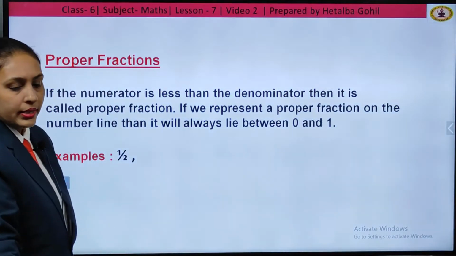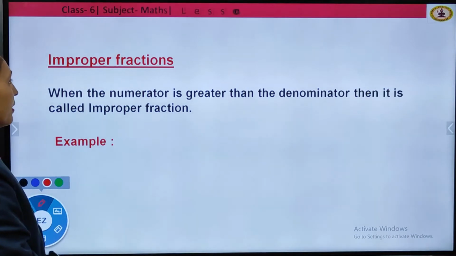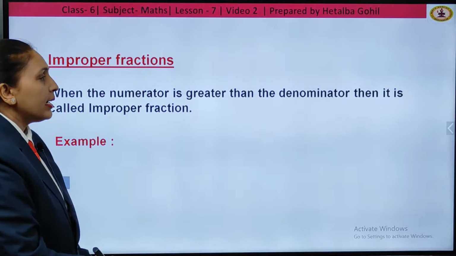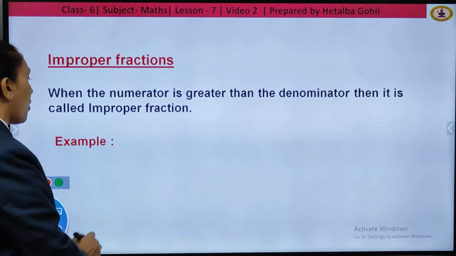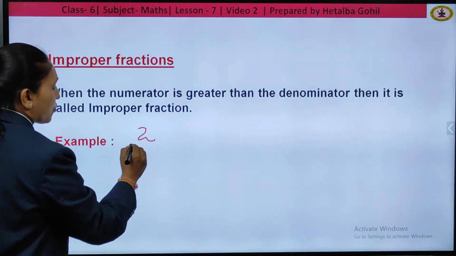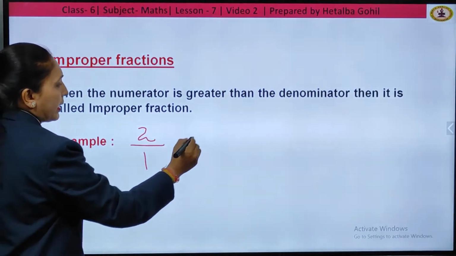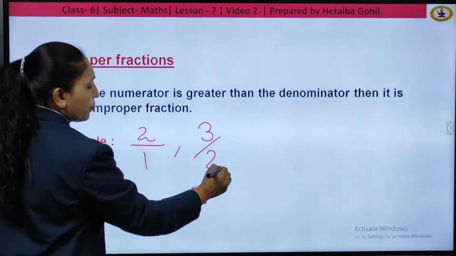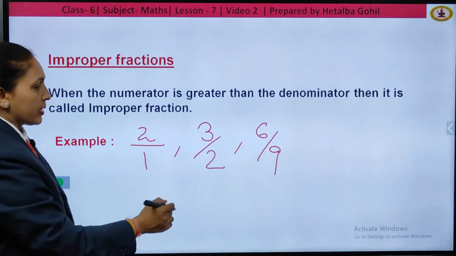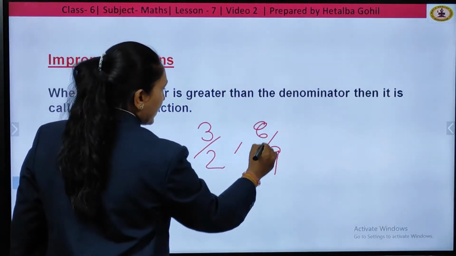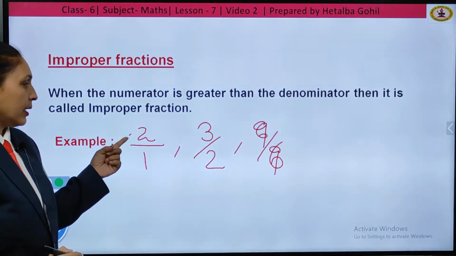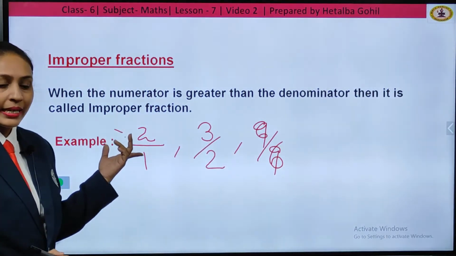Let us go to the next, that is improper fractions. Children, when the numerator is greater than the denominator, then it is called improper fraction. For example, children, you can take 2/1, you can take 3/2, you can take 9/6, sorry children, here 9/6 you take it. You can see here the denominator is smaller and the numerator is greater.